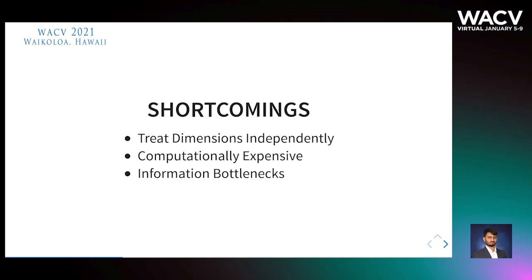However, the existing methods have some shortcomings. They all treat the channel and spatial dimensions independently, introduce a non-trivial computational overhead on common vision models like ResNet 50, and use some form of a bottleneck design that can result in a loss of information.